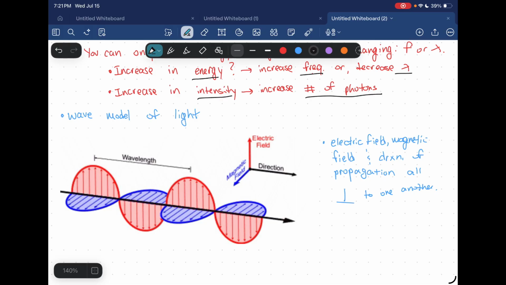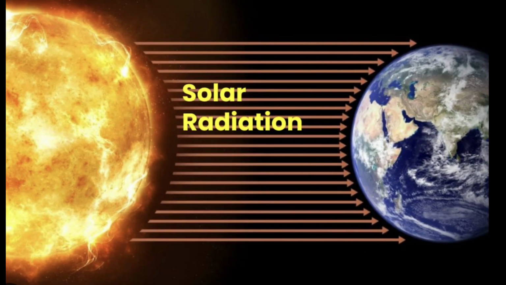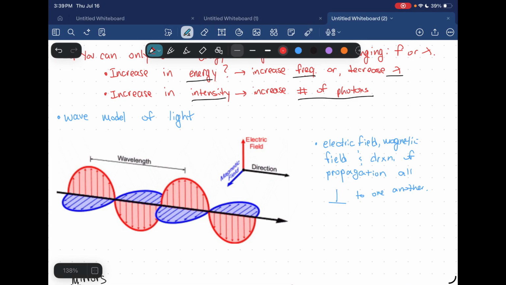Whenever you have oscillation perpendicular to the direction of motion, it's labeled as a transverse wave, and light happens to be the classic MCAT example of a transverse wave. The important MCAT takeaway is that light does not need matter to travel. Unlike sound, which requires particles to vibrate and pass along energy, light can travel through empty space because it is made of oscillating electric and magnetic fields. And this is precisely why energy from the sun can travel millions of miles through the vacuum of space and reach Earth.